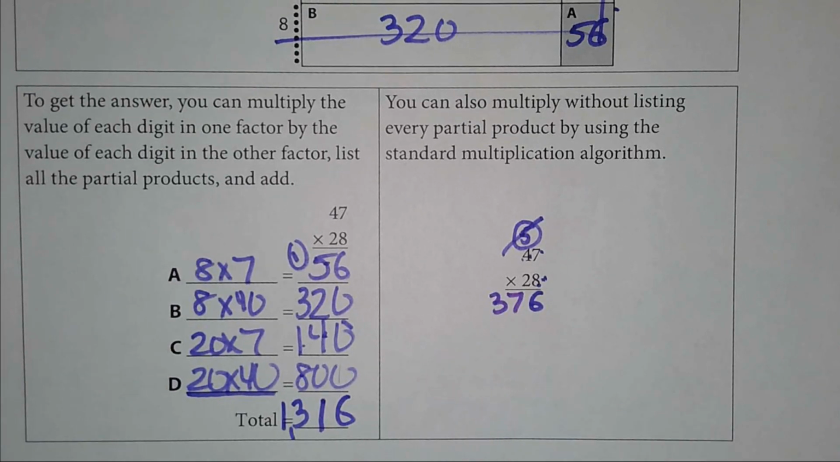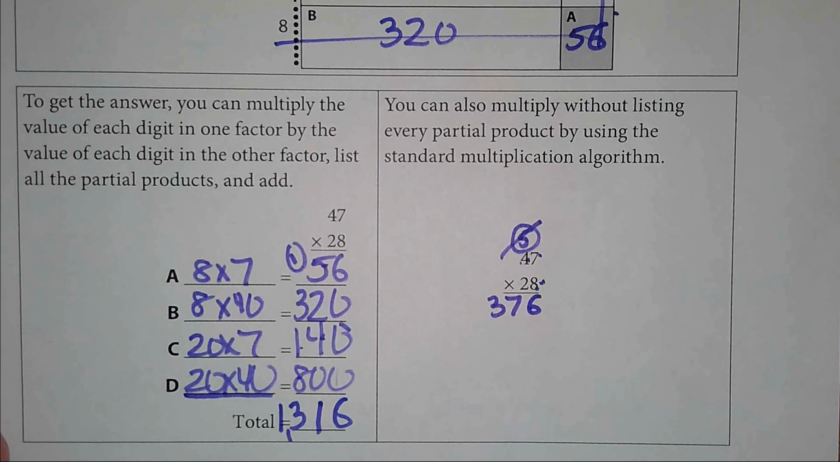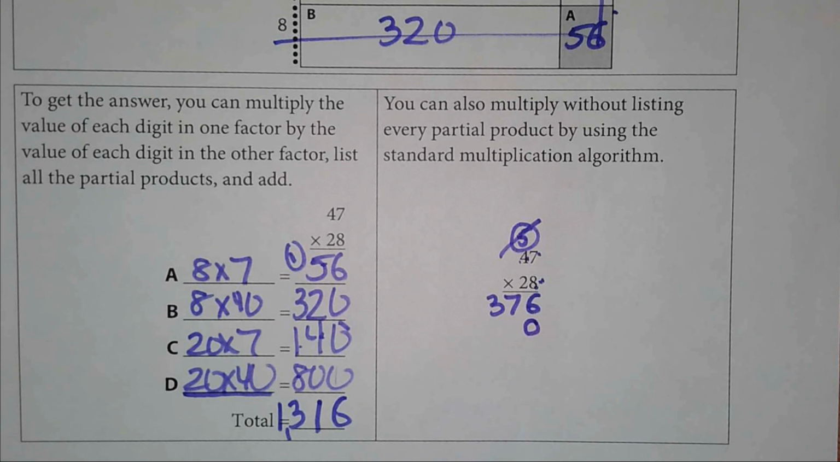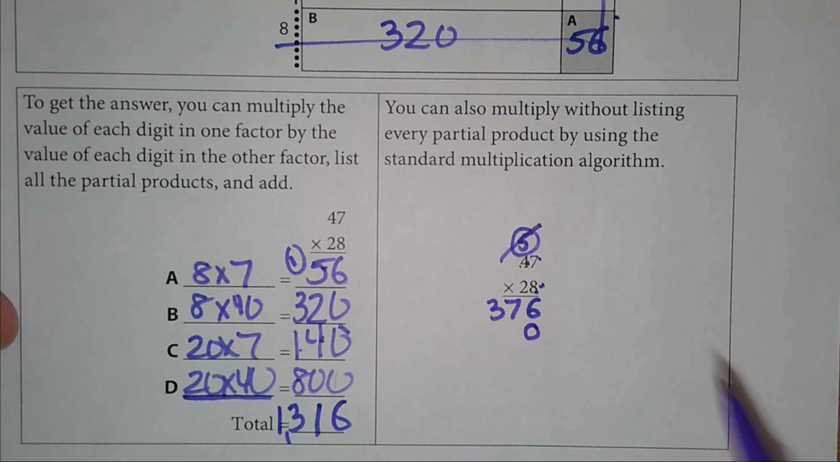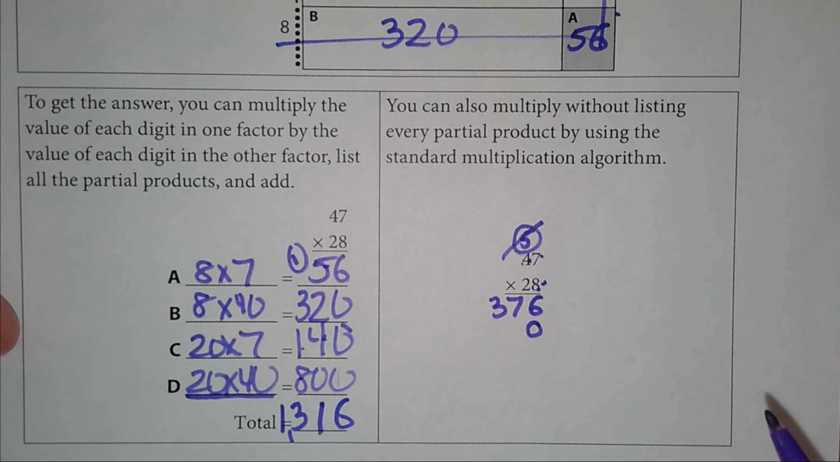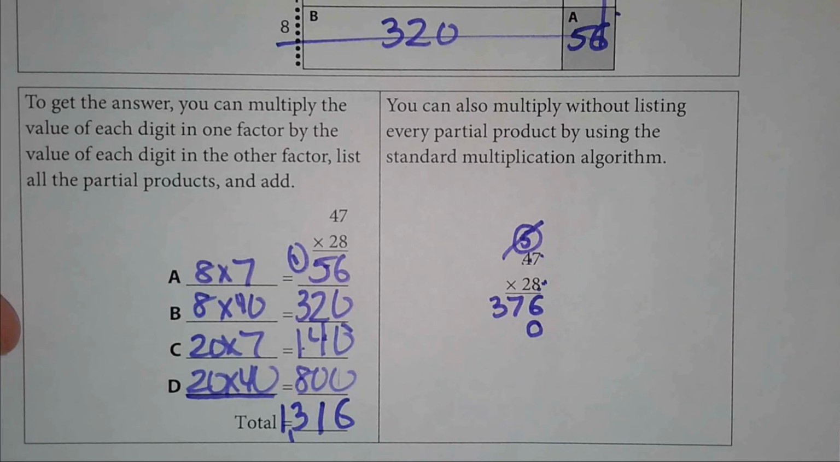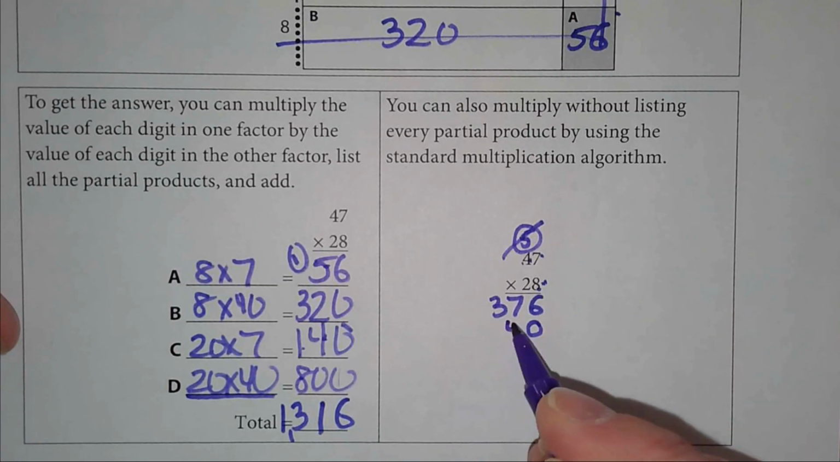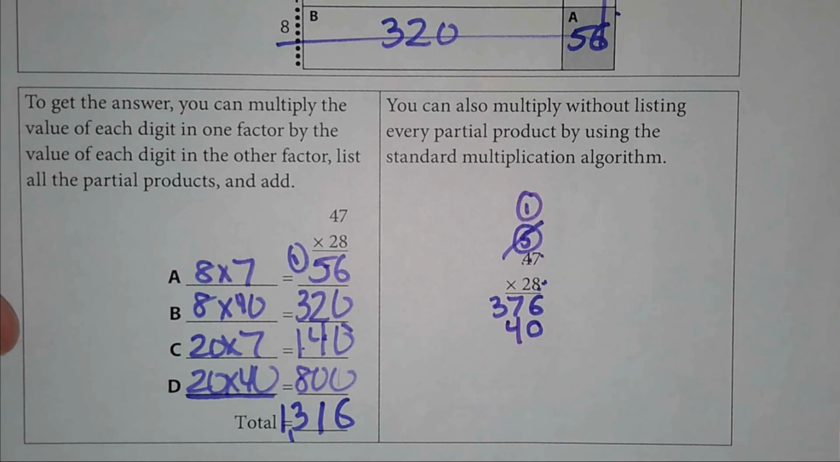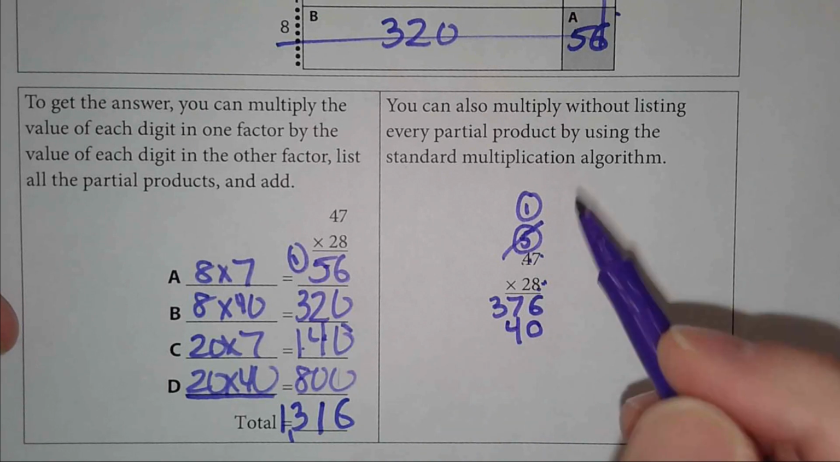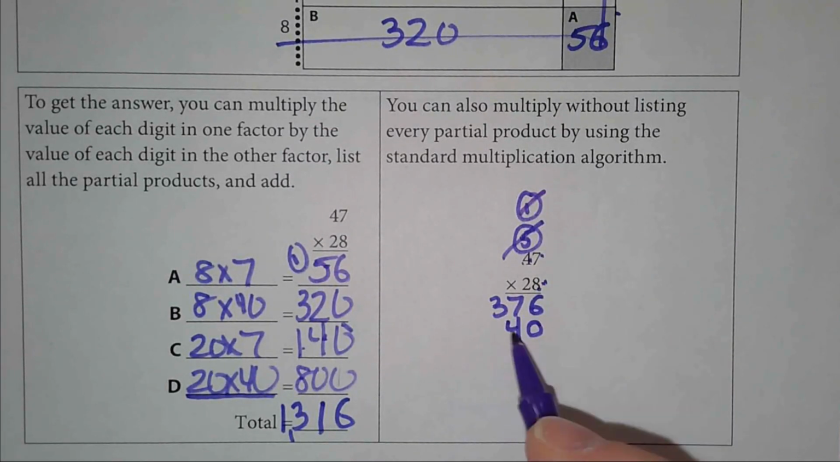Now, what must we do? A placeholder 0. We need our placeholder. We're done with the 8, so we have to put our 0 there. What's my next step? 2 times 7 is 14. Regroup above the 10s. Then what? 2 times 4 plus 1 equals 9. Thank you.